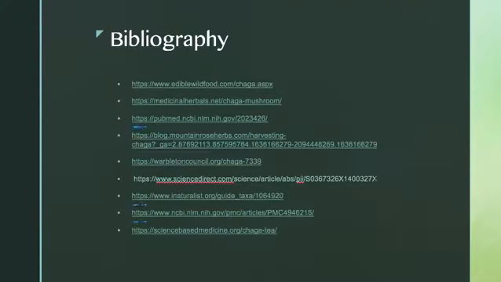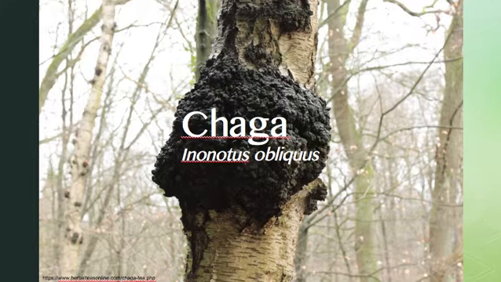And these are just some of the sources in my bibliography. But yeah, I hope you guys explore chaga and learn more. It's a really exciting fungus, and hopefully we will see more of it used as medicine.